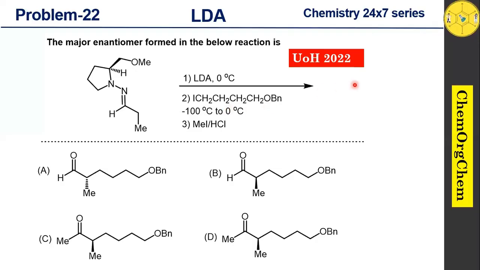So this is a problem from the University of Hyderabad 2022 entrance exam. According to this question, this substrate initially reacts with LDA, which then reacts with this alkyl halide. Then finally, when you treat it with methyl iodide in hydrochloric acid, it produces the product. Here you see there are four options. Let's find out together which one is the correct option.